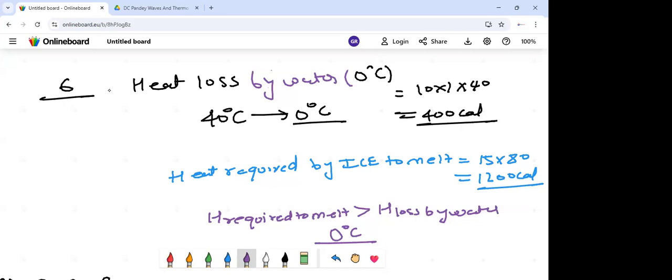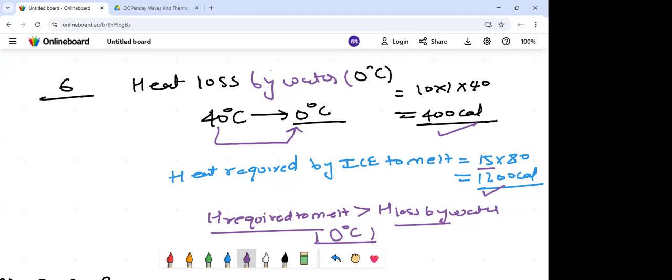Yes, please explain this last portion of the question. Yeah, sure, beta. Sometimes it requires a few explanations, but eventually you will understand. Water can lose maximum heat by coming down to 0. For 15 gram of ice to melt completely, it requires 1200 calories. If water has more than 1200 calories, the final temperature will be more than 0 degree. But here the maximum water can lose is 400, and ice requires 1200 to melt completely. So the requirement is more than what water is giving, so the temperature won't rise. A partial amount of ice will melt.